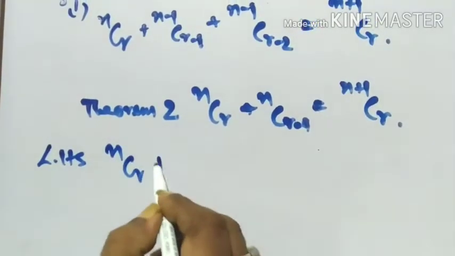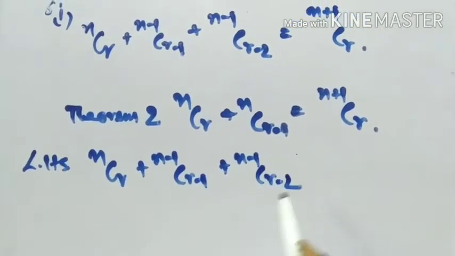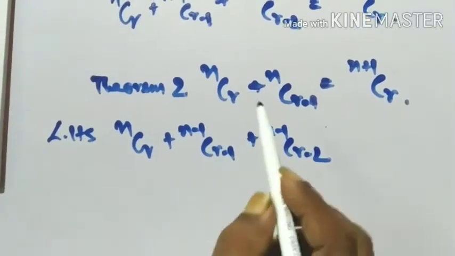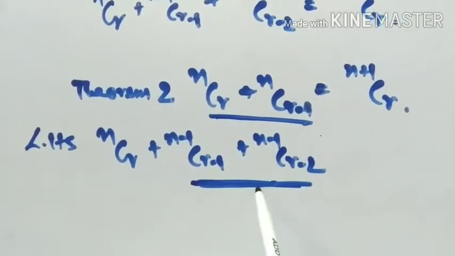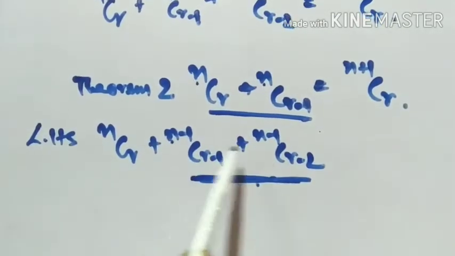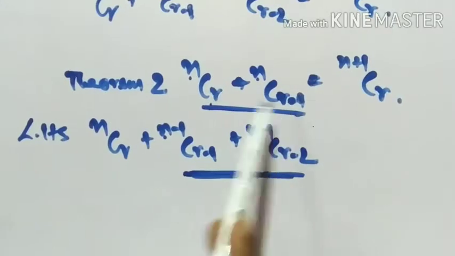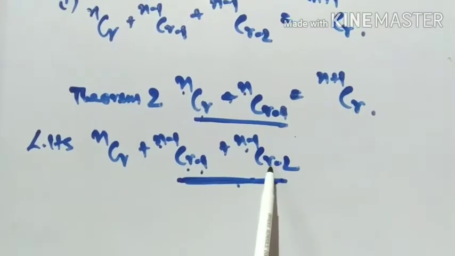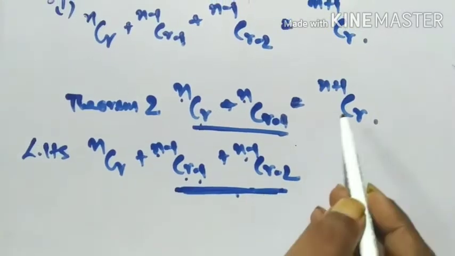Left-hand side: nCr + (n-1)C(r-1) + (n-1)C(r-2). Now, if you compare these two with the formula, what do you find? Here n, so n-1, n-1. Here this is r-1, this is the next term, which is 1 less than r. The same thing is happening here, r-1. The next term is 1 less than the first term. So now we can apply this formula.